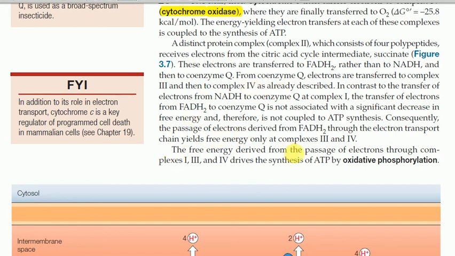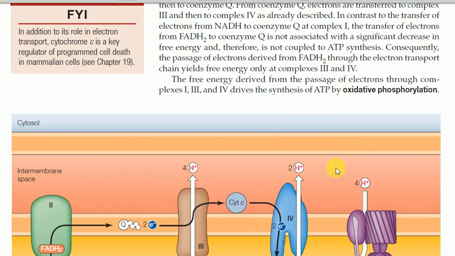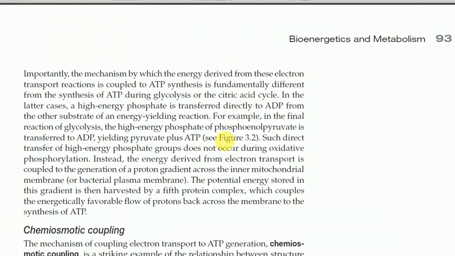So the free energy derived from the passage of electrons through complex 1, 3 and 4 drives the synthesis of ATP by oxidative phosphorylation. Free energy at complex 1, 3 and 4 drives synthesis of ATP. Kwa sababu FADH2 anahusisha complex 3 na 4 peke yake, atengeneza mbili wakati NADH atengeneza 3.